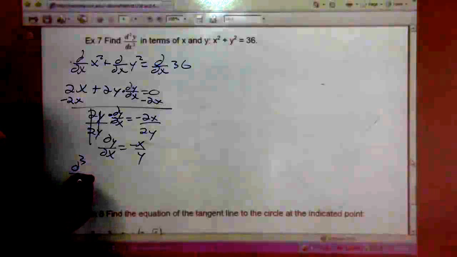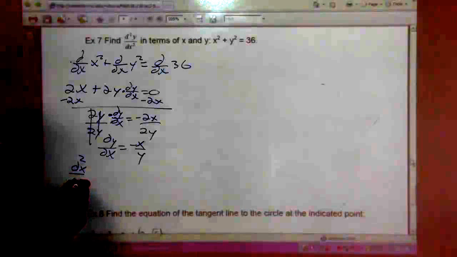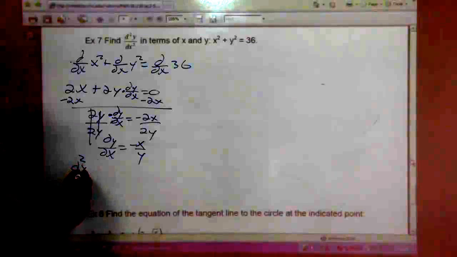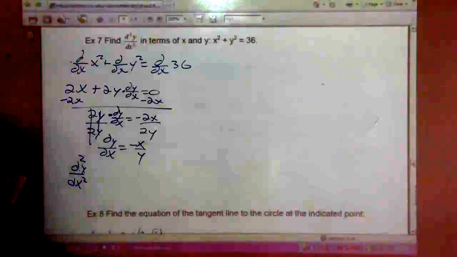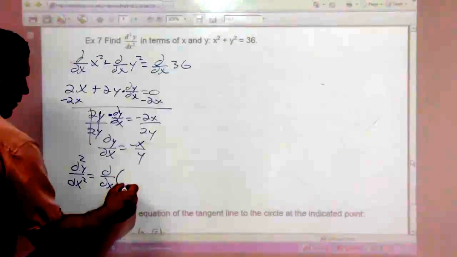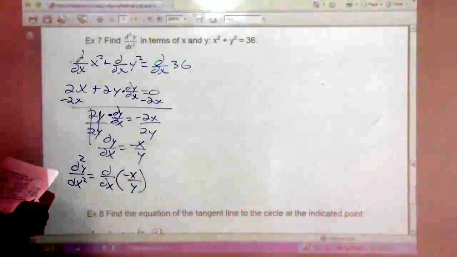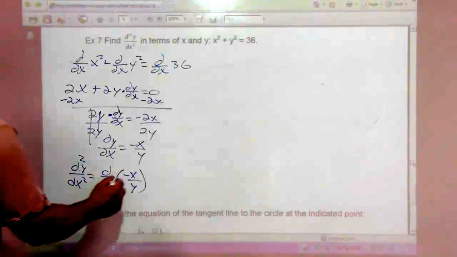If we want to take the second derivative of y with respect to x, this would be d/dx of negative x over y. And we have a quotient rule.